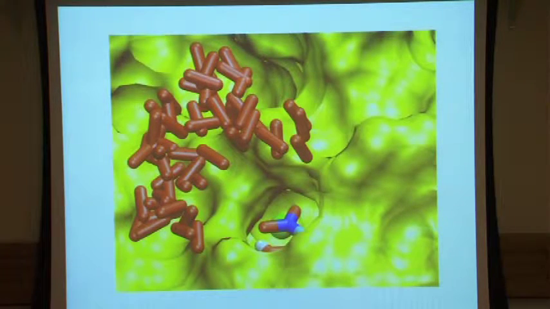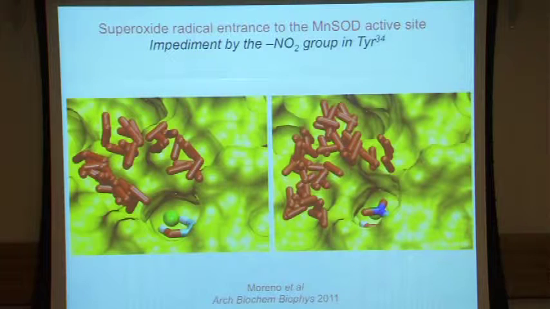Plus, this OH is O minus. So this is a problem. So I think that the comparison between the two shows clearly an explanation at the molecular and atomic level why this site-specific nitration can lead to inactivation.